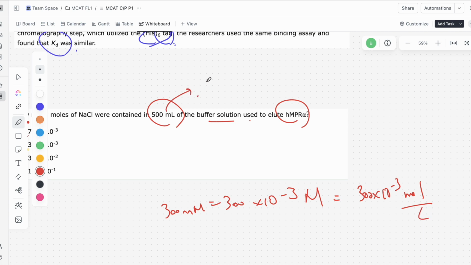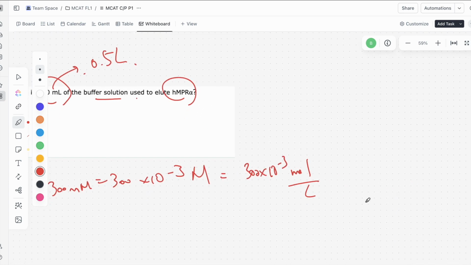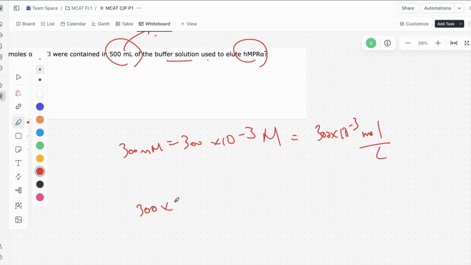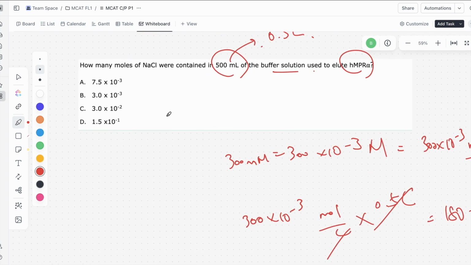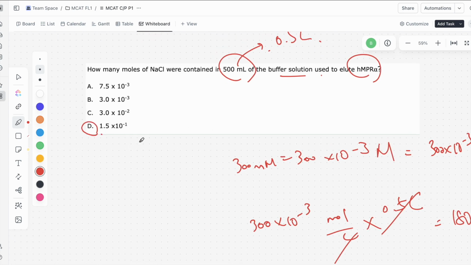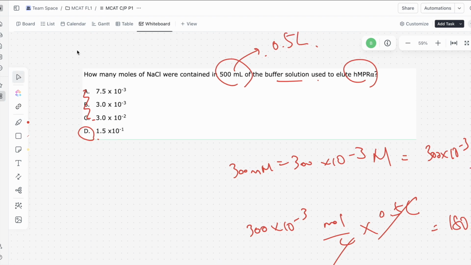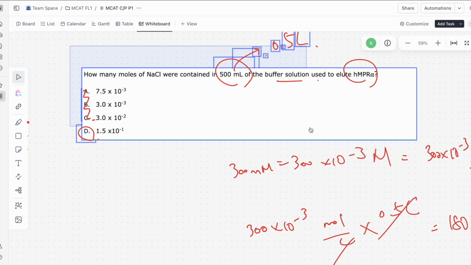All right, 500 milliliters, that's 0.5 liters if we do the conversion. So if we just multiply this out, 300 times 10 to the negative 3 mole per liter times 0.5 liters, we can cross out the liters, we get 150 times 10 to the negative 3 moles. And that's exactly this answer choice right here, D. The other ones just don't make sense with this math. So make sure, again, do the math carefully, correctly, and accurately. You don't want to miss out on points on questions like this, where it should be relatively simple compared to some of the other questions.